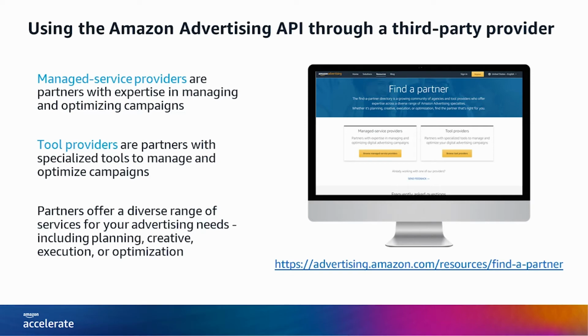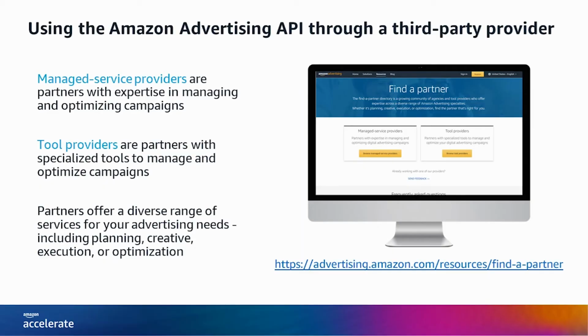An example of a managed service provider could be an agency which uses their expertise to help you manage and optimize campaigns. In many cases, managed service providers have their own customized applications connected to the Amazon Advertising API. Tool providers are companies with a proprietary technology connected to the Amazon Advertising API. It may be a reporting system, a dashboard where you manage and optimize your campaigns, or both. Partners can offer a wide range of services specific to your advertising needs. They help a broad set of advertisers with activities like ad planning, creative support, campaign execution, or campaign optimization.